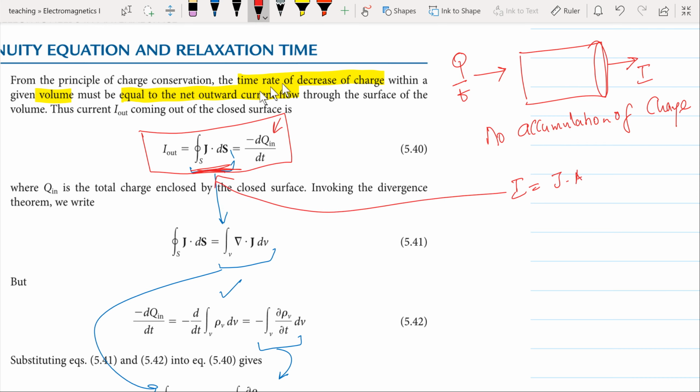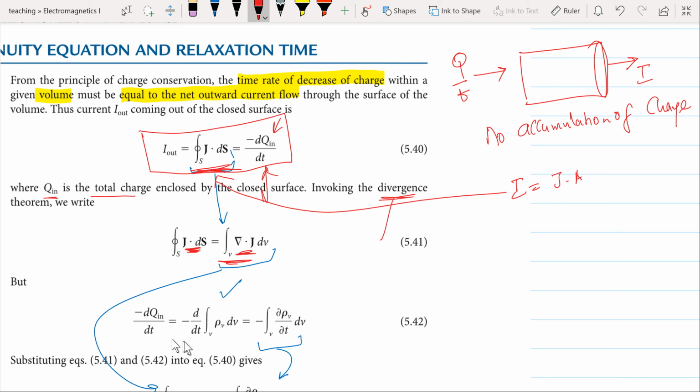Therefore, we have now to define this equation. We say that Q in is the total charge enclosed by the surface. Therefore, from this equation, if we invoke the divergence equation, if you remember, if we had a surface integral on the one side, this is equivalent to the divergence of the term J, or of your vector, integrated over the volume. And that is what we did. We said about the divergence theorem. So that is nothing new. We have already met it. And therefore, we just change this term to take this form.